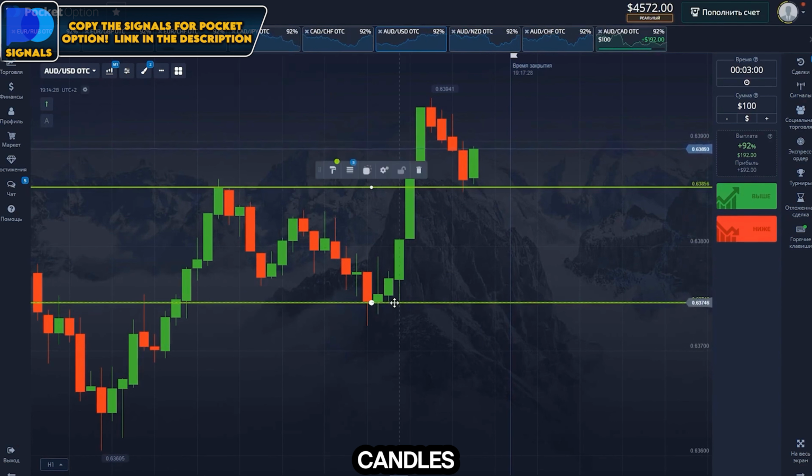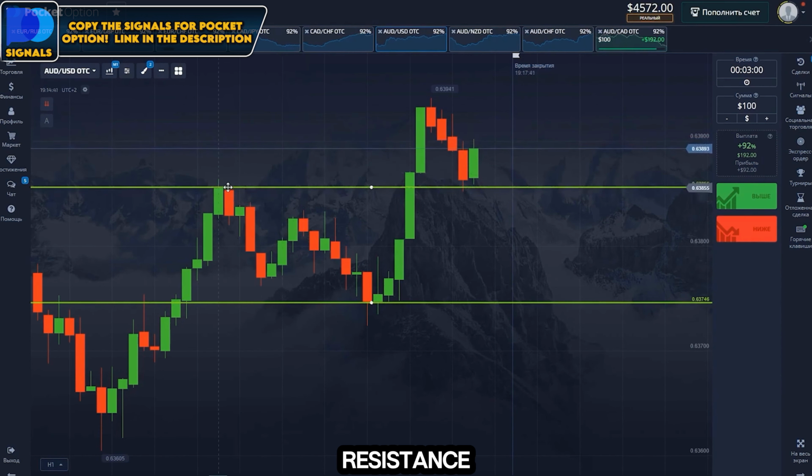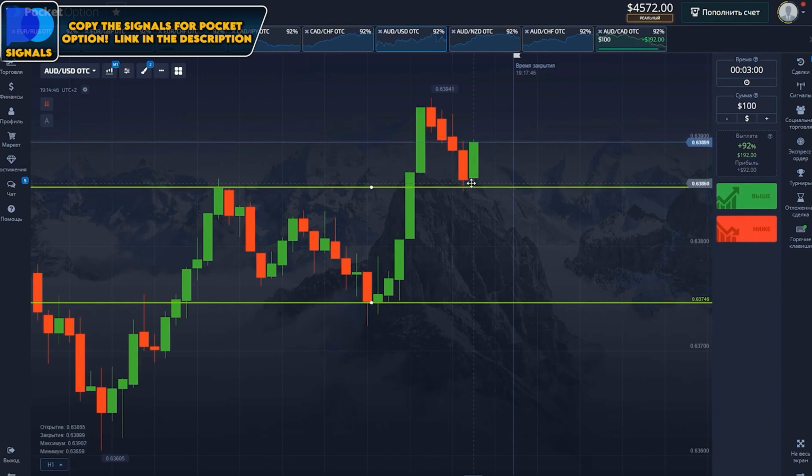We do not mark the shadows of the candles. We only mark the body of the candle, meaning the support line will be here because this is where it stopped and continued to rise. Here we will have a resistance line relative to this price because this is where it finished its rise. Now this line serves as a support line, as you can see.